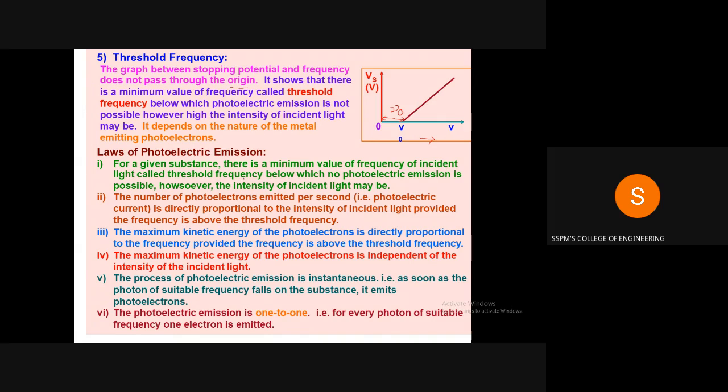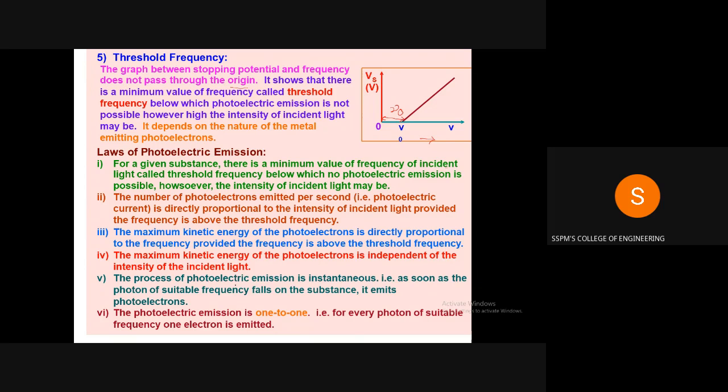The number of photoelectrons emitted per second, that is photoelectric current, is directly proportional to the intensity of incident light, provided the frequency is above the threshold frequency. The next one, the maximum kinetic energy of the photoelectrons is directly proportional to frequency, provided the frequency is above the threshold frequency. The maximum kinetic energy of the photoelectrons is independent of the intensity of the incident light.